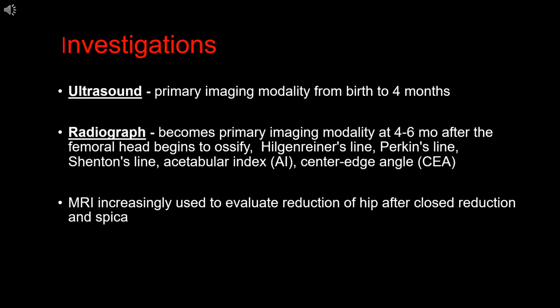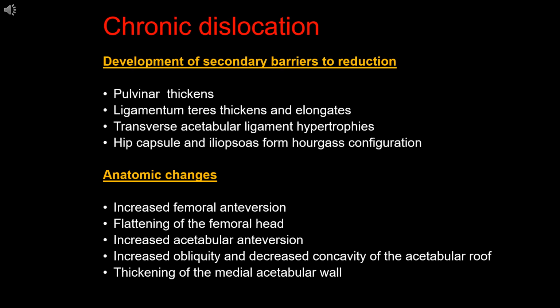Coming to the investigations, ultrasound is the primary imaging modality from birth to 4 months. X-ray becomes the primary imaging modality after 4 months, after the femoral head begins to ossify. In the X-ray, you have to see Hilgenreiner's line, Perkin's line, Shenton's line, acetabular index, and center edge angle. MRI is increasingly used to evaluate the reduction of the hip after closed reduction and spica casting, but it is not a routine investigation.